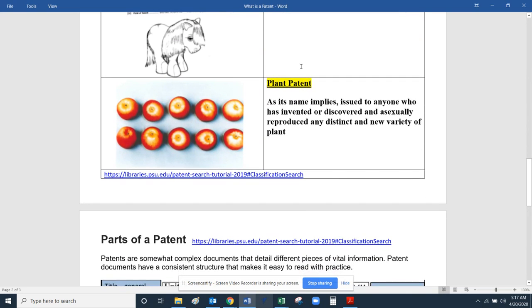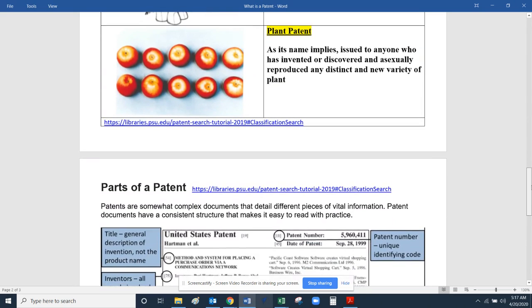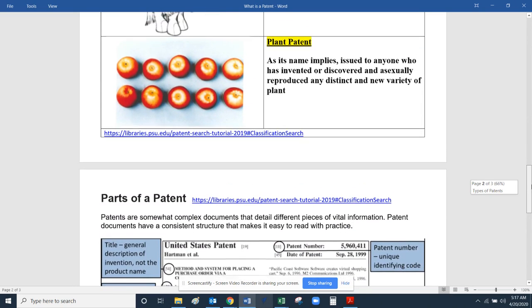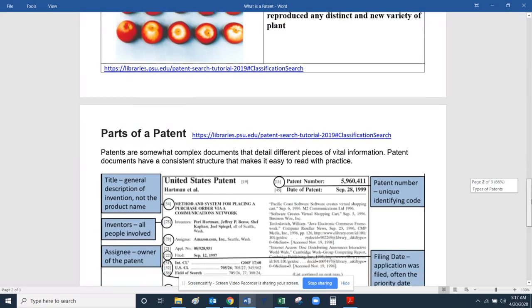And the third type is very specific, and it's a plant patent. As the name implies, it's issued to anyone who has invented or discovered and asexually reproduced any distinct and new variety of plant. So if you were to combine an apple and a grape, and you call your new invention a graple, and it is a successful plant, then you could apply for a plant patent.